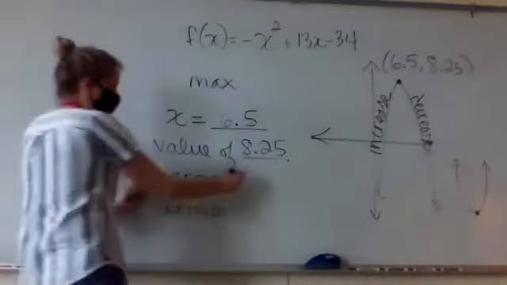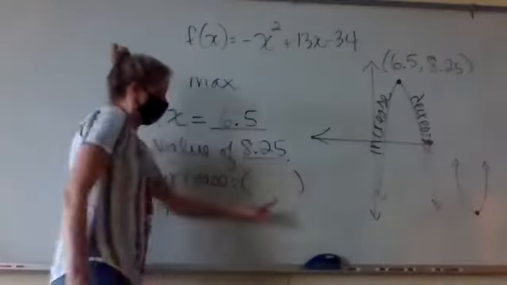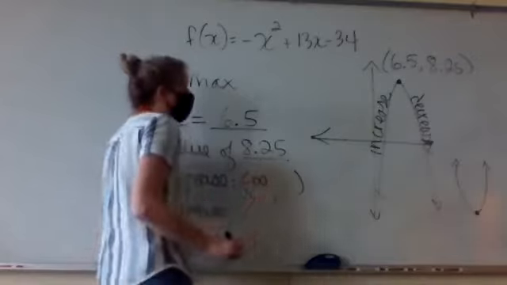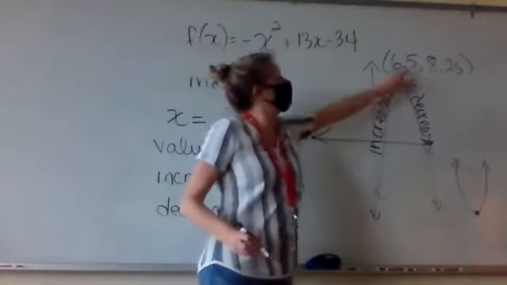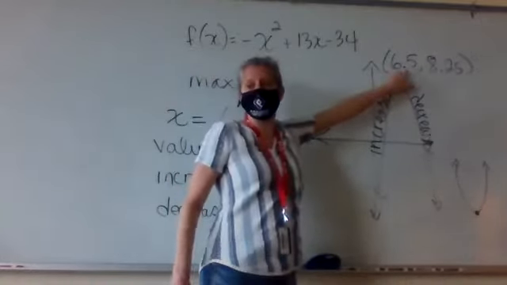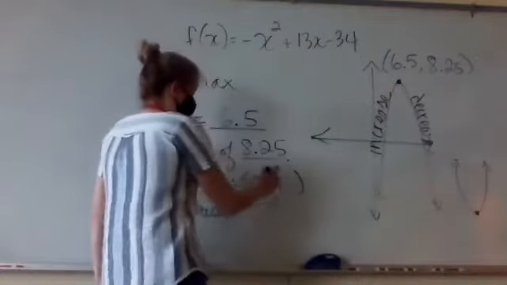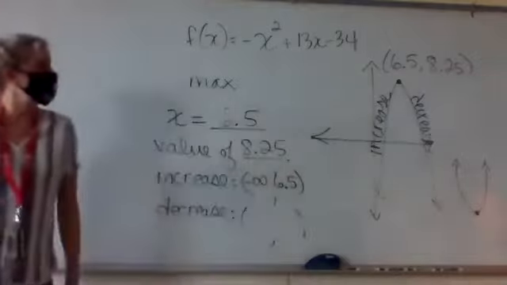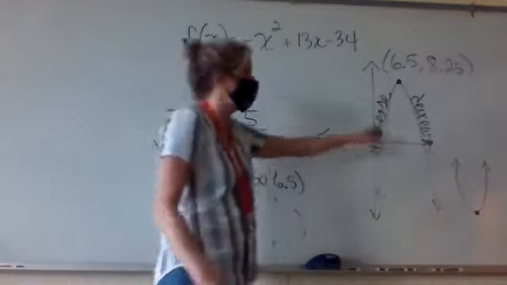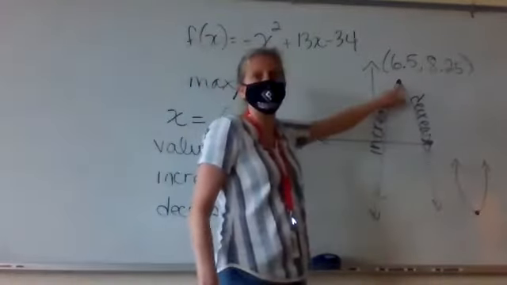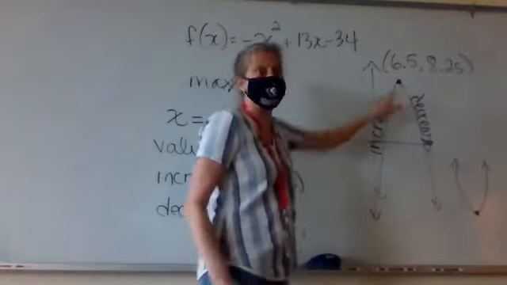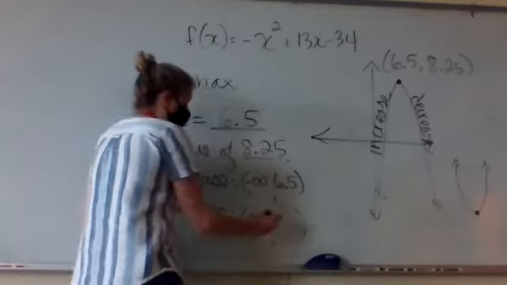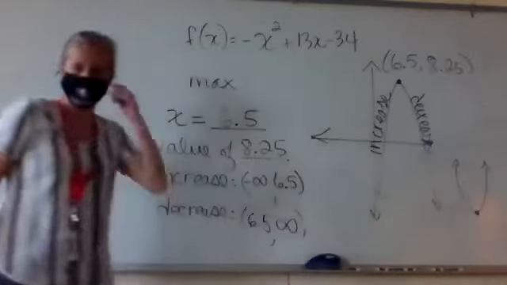So where is it increasing? From the right, an arrow going to the left means negative infinity until it gets to 6.5. Remember, you're always using the x's. So 6.5. Where does it start decreasing? Here's where it starts decreasing. 6.5. And what does an arrow mean going to the right? Positive infinity.